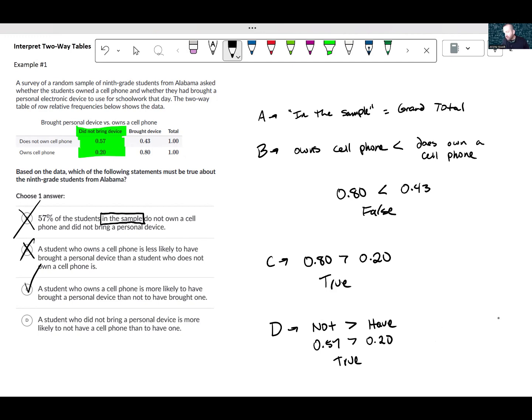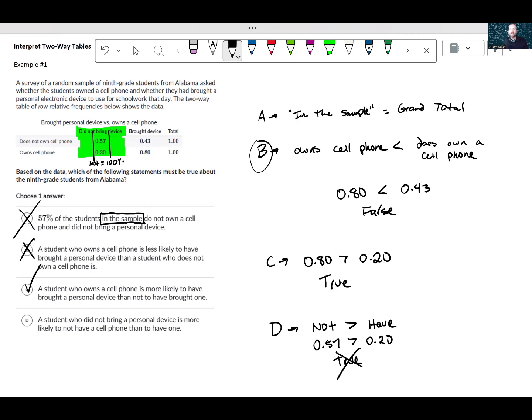But it's the same thing as in letter B, we're not able to compare this because this does not equal 100% when we're looking at the columns. We're only able to conclude that it's 100% from the rows. So we cannot say that this is true. This is false. Even though 0.57 is greater than 0.20, that column does not add up to 100%.